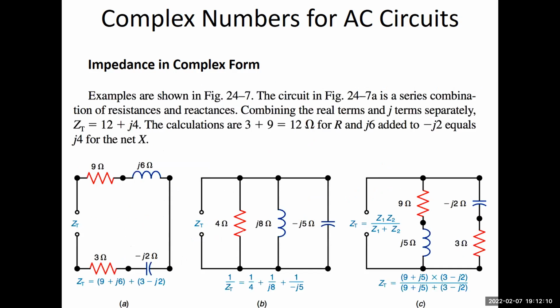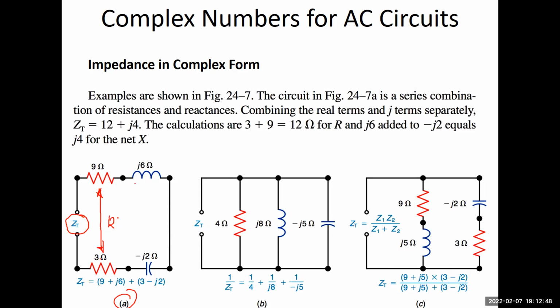So for example, we have this. We have the circuit 24-7-A. The first circuit is a series combination of resistances and reactances. So we combine the real terms and j terms separately to compute for the total impedance. Okay, so how do we do that? Sabi, we combine the real terms. So we have 9 and 3, so we have 12. Depende to, kung plus or minus tong lalabas.